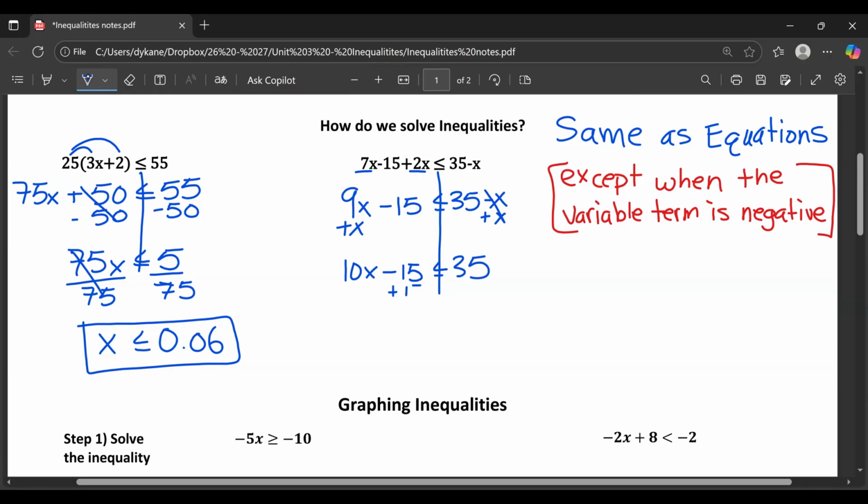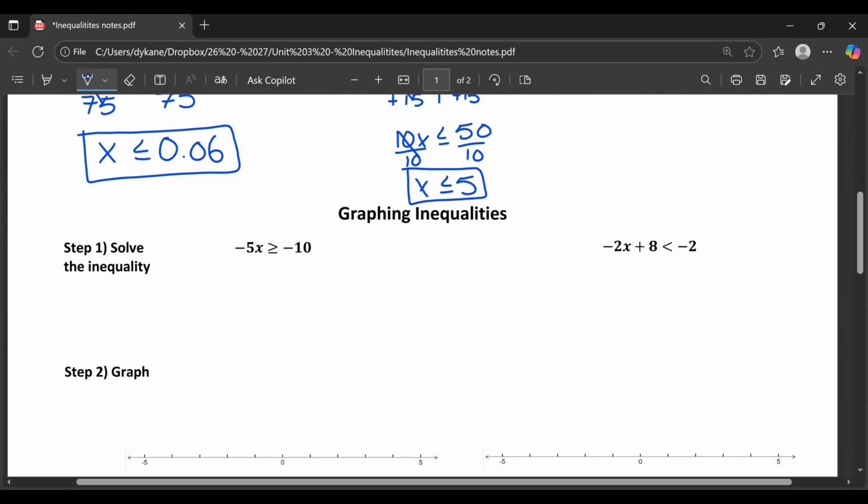Right, now we're going to cancel out this 15. 10x is less than or equal to 50. And then lastly, divide by 10. We get x is less than or equal to 5. Okay. So as I've said a couple times, same as equations. So it's our same steps. We're using the same skills. The only difference is we now have that inequality symbol instead of an equal sign because we're comparing these things differently. Okay. So solving inequalities should be pretty familiar.